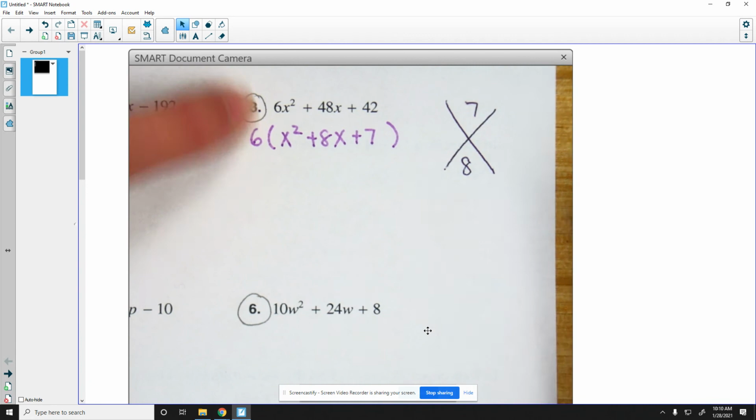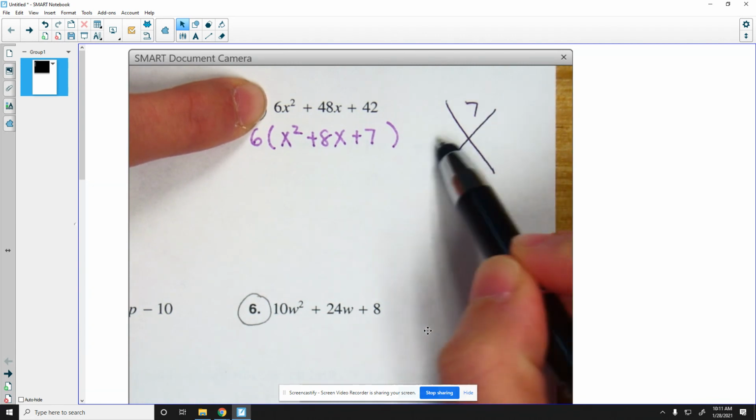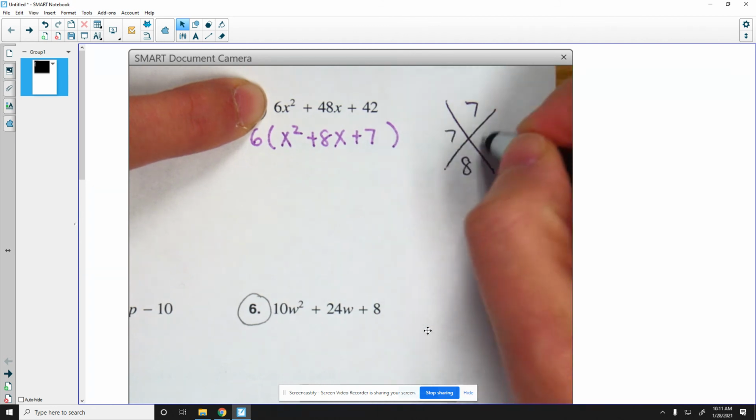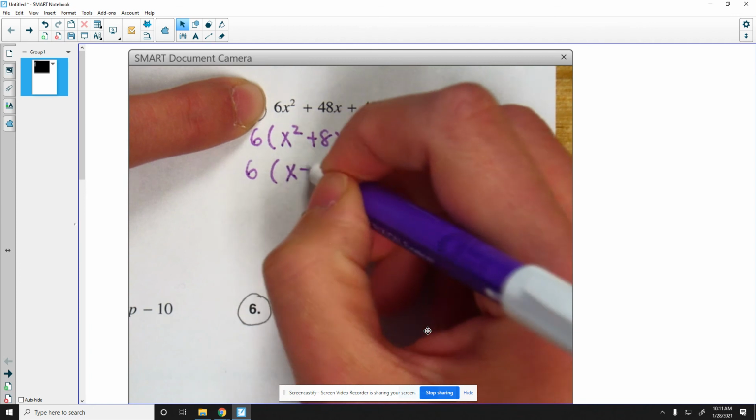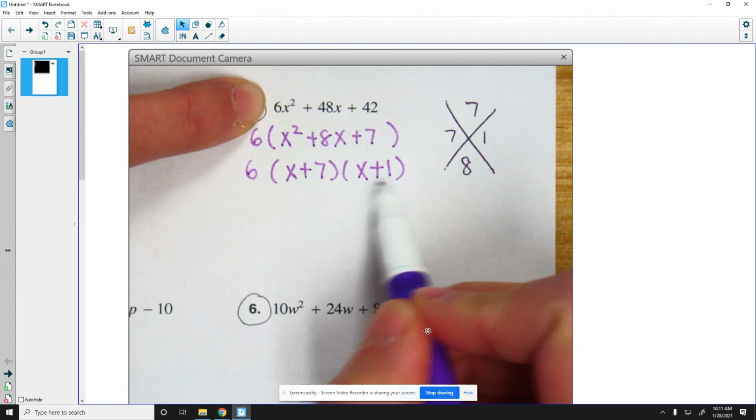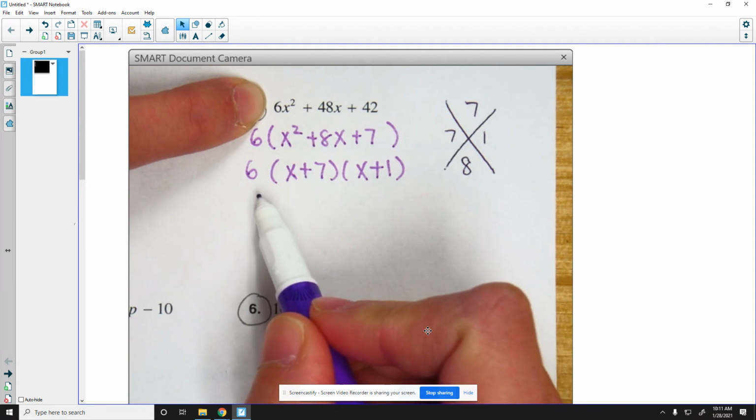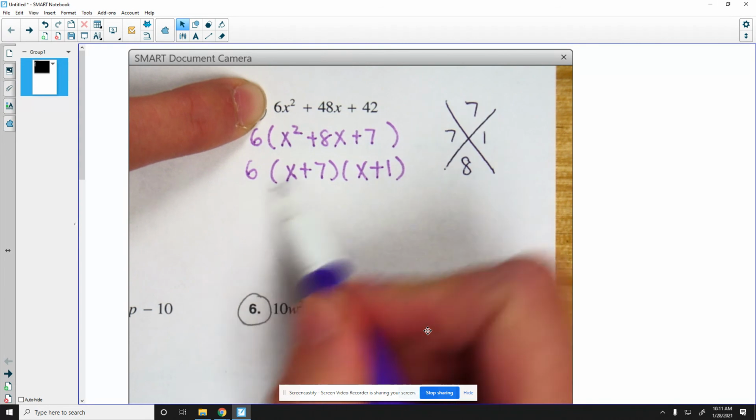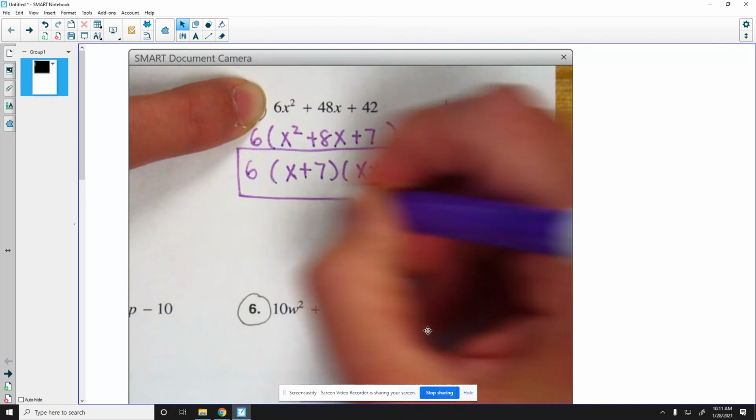I have 7 and I have 8. So online kids, what are the two numbers? 7 and 1. 7 times 1 is 7. 7 plus 1 is 8. So don't forget you still had the 6 out there. I have X plus 7, X plus 1. Online kids, do I have to divide these answers by 6 since I took out a 6? No, because I didn't do magic numbers. I didn't draw that loop, okay? So I am done. Boom, there we go.